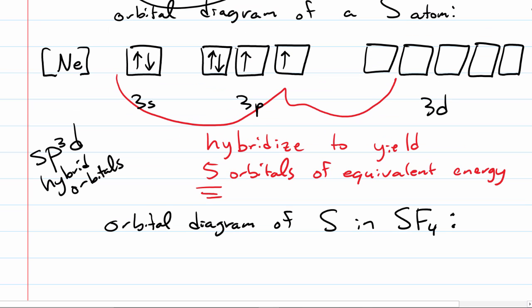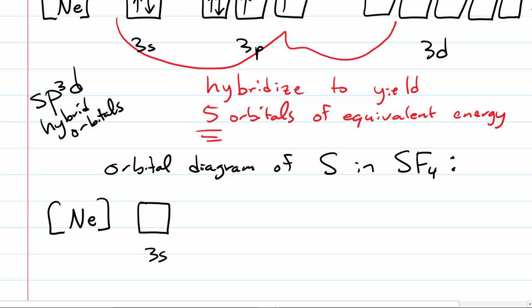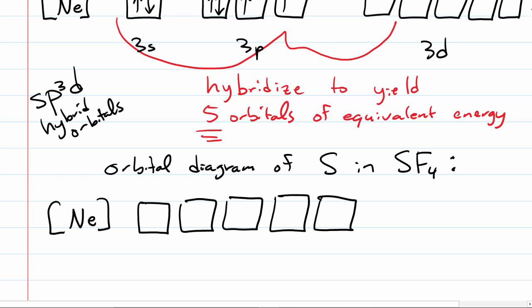To look at the orbital diagram of sulfur in SF4, basically we have the neon core, like we did before. We have the 3s subshell. No, we don't. That's hybridized, so that's not even available there. So it's basically going to be 1, 2, 3, 4, 5. These are going to be the sp3d hybrid orbitals.